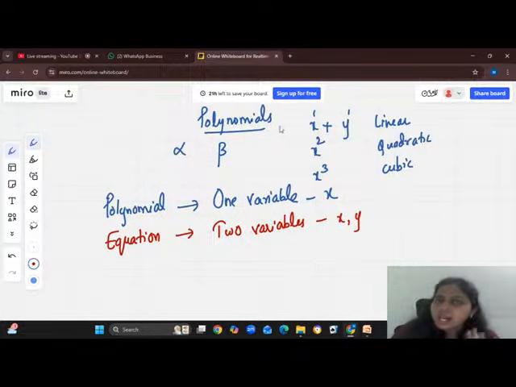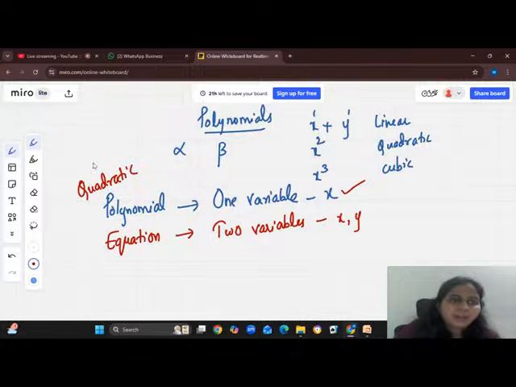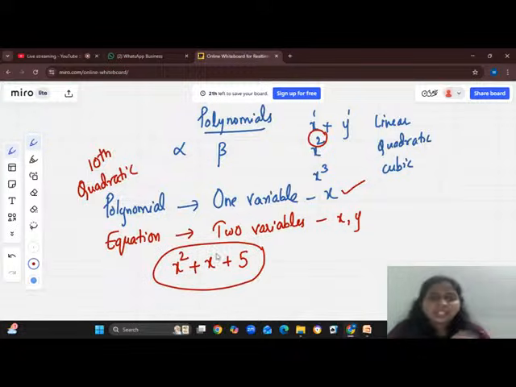Now, our chapter is polynomials. So, we have only one variable x. And here in your 10th grade, we are going to study quadratic polynomial. So what is quadratic? Having degree 2. So I'm going to take degree 2, x square plus x plus 5. This is our polynomial. It is a kind of equation having only one variable, that is x. And having degree 2 makes it quadratic polynomial.